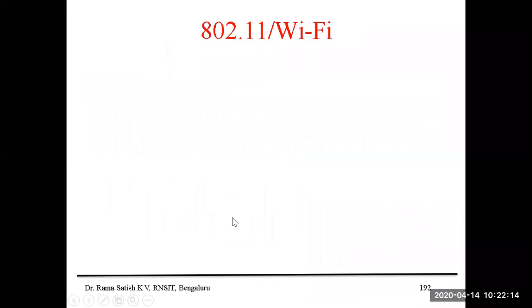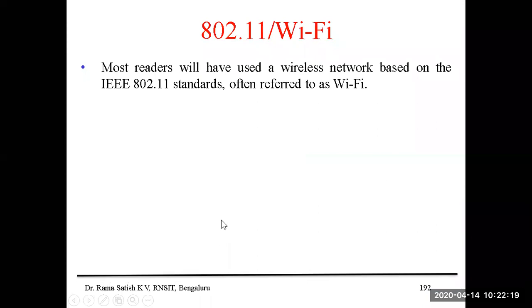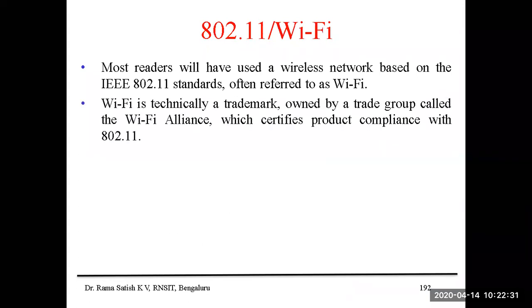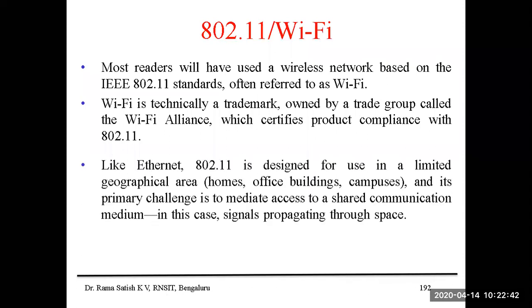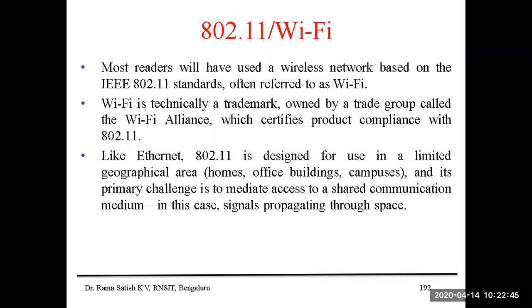Wi-Fi is standardized as 802.11, and most readers will have used a wireless network based on the 802.11 standards, often referred to as Wi-Fi. Wi-Fi technology is a trademark owned by a trade group called the Wi-Fi Alliance, which certifies products compliant with 802.11. Like Ethernet, 802.11 is designed for use in a limited geographical area, maybe in an office, at home, or at campuses.